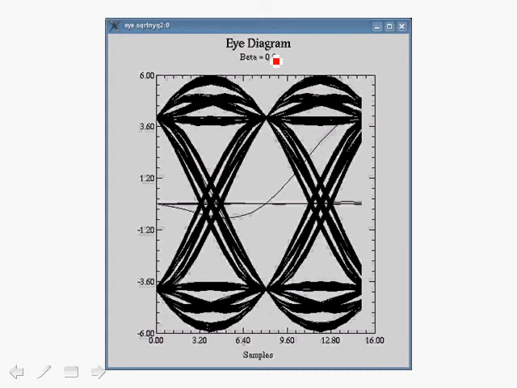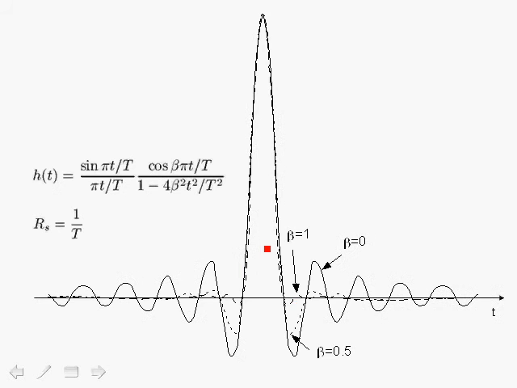For the case of 50% excess bandwidth, or beta equals a half, we still see that we have an open eye. However, because in the time domain the signal has greater side lobes than in the case of 100% excess bandwidth, we have more of a chance of intersymbol interference in the case where we have clock jitter. So let's take a look at this. For the case of beta equals a half, we see that compared to the case of beta equals 1, we have greater side lobes in the time domain.